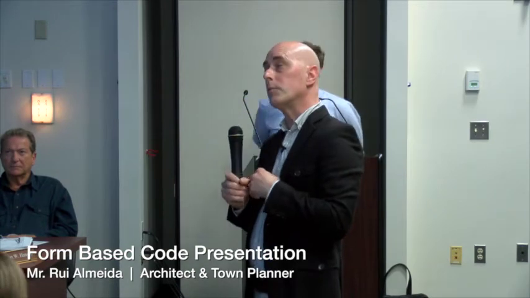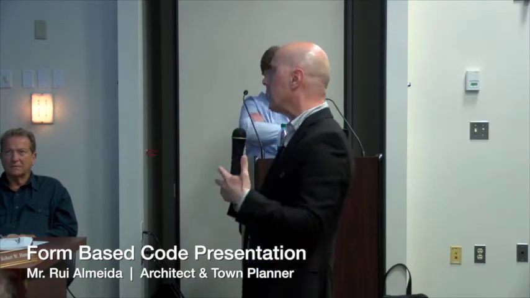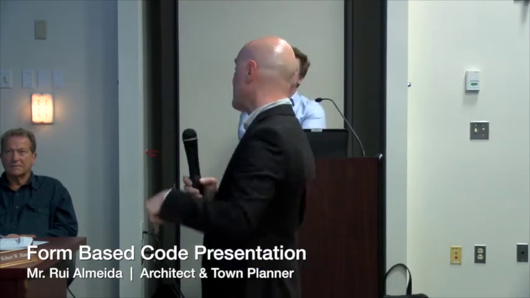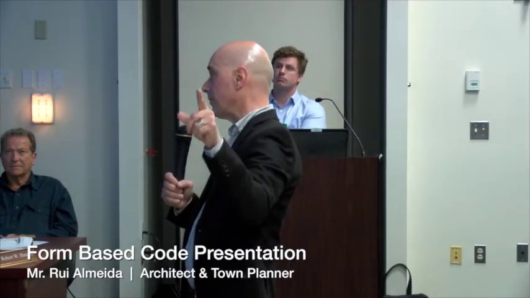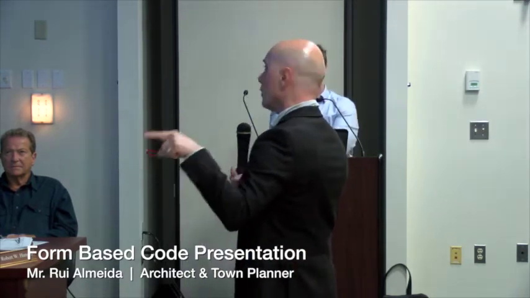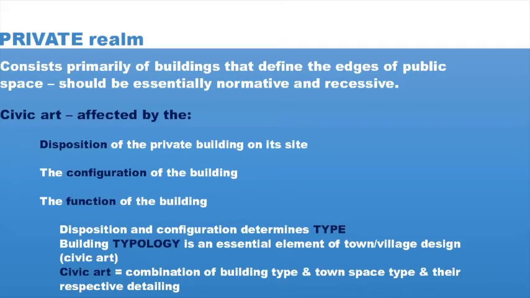Next, we want to look at the private realm. So how do they come together? One defines the other. It's the private realm that defines the public realm, curiously enough. And that consists primarily of buildings that define the edges of the public space, like your sidewalks or your plazas or your parks. Should be essentially normative and recessive.